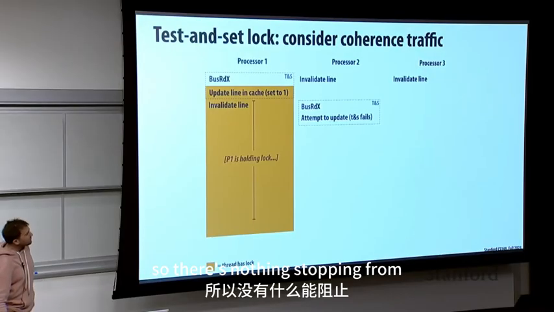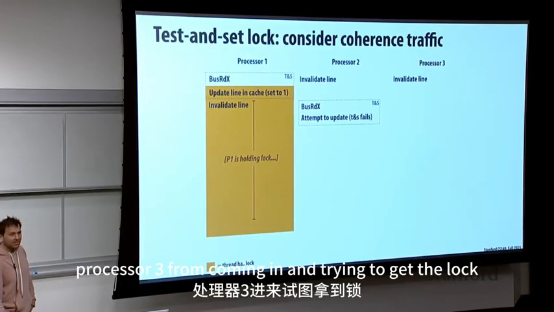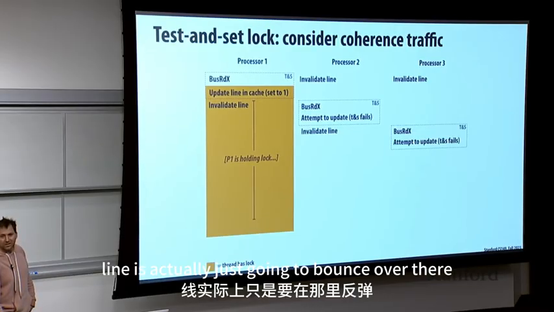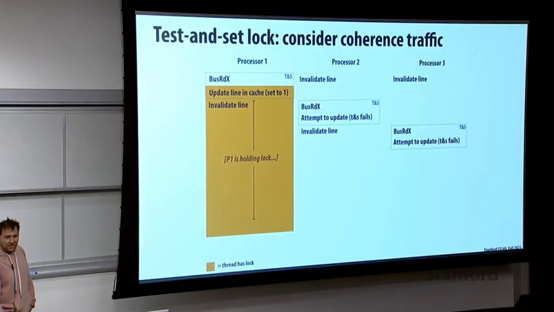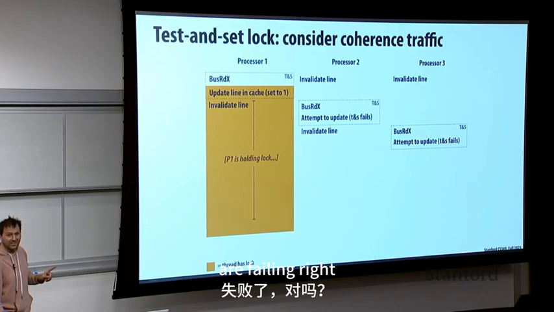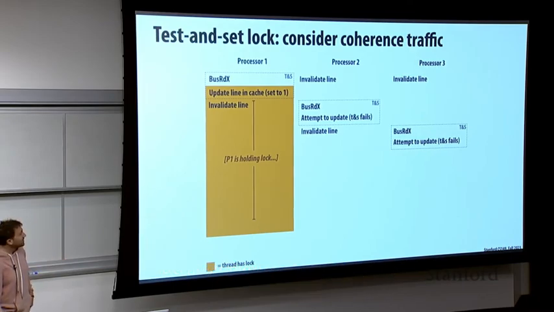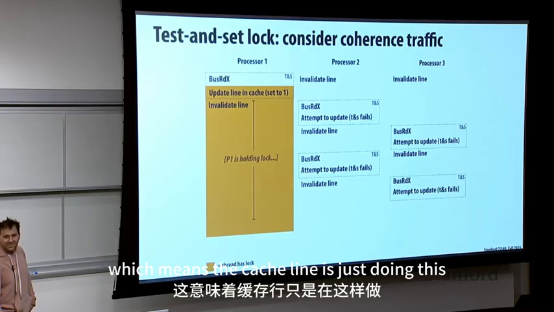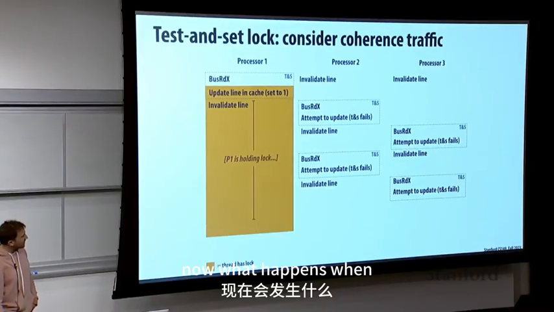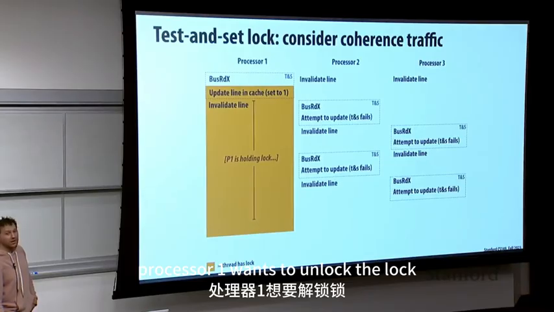So there's nothing stopping processor 3 from coming in and trying to get the lock at this point, right? So that cache line is actually just going to bounce over there to processor 3. And then all these test and sets by processor 2 and 3 are failing, right? Because they can't get the lock, which means the cache line is just doing this. Does that make sense?